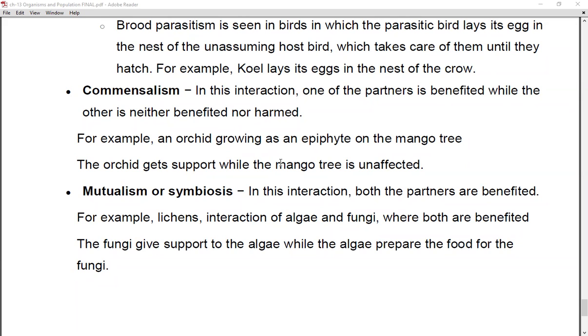The fungi give the support to the algae for growing, and the algae, as they have chlorophyll, prepare their own food by carrying out photosynthesis. When they prepare their own food, it also provides the food to the fungi. So fungi give the support to algae, and the algae give the food to the fungi. So here both the partners are beneficial, and for this reason this type of interaction is known as mutualism, or it is also known as symbiosis.